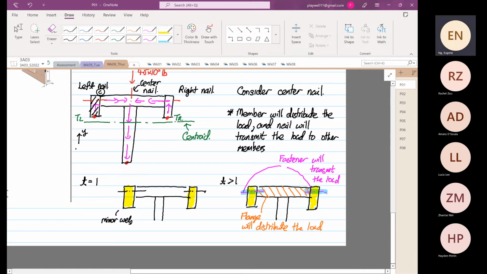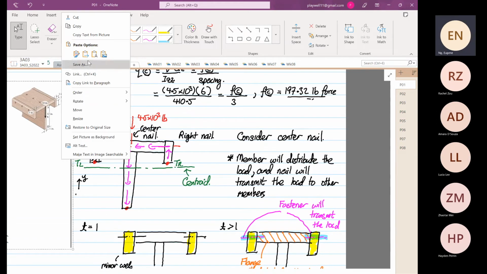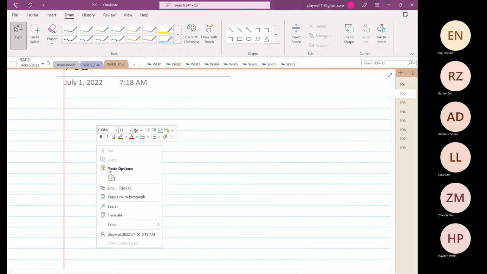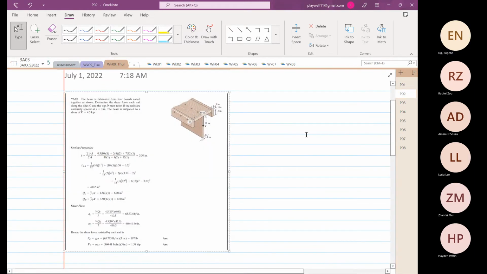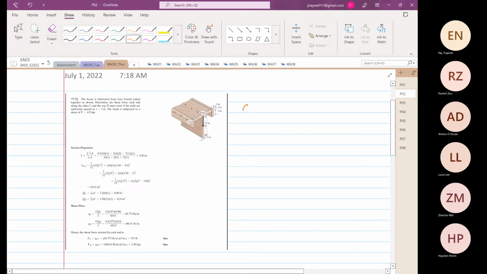Okay, so now to take all of this into context, we have to find the first moment of area of the minor webs and the flange. Okay, so I'm going to again take this diagram, so we are going to find the Q.